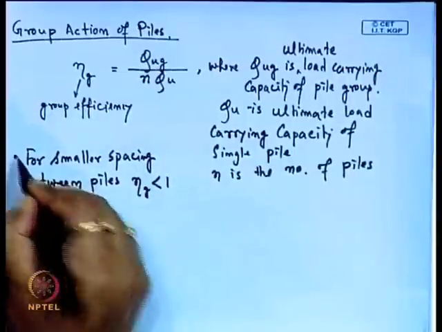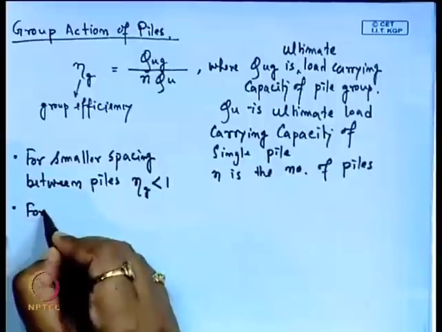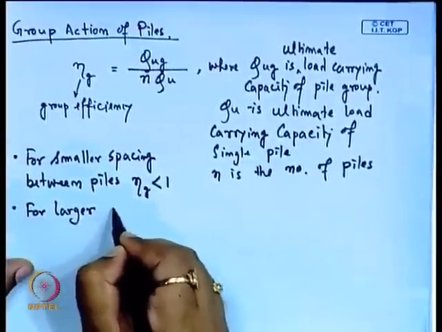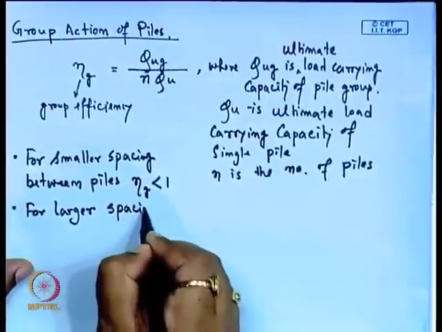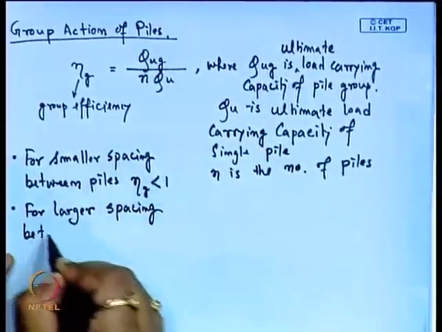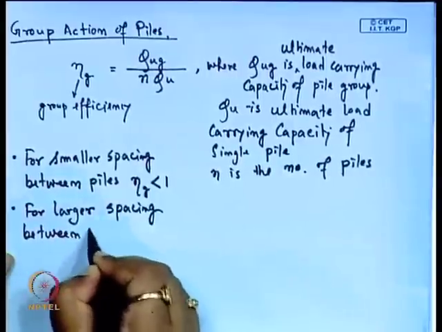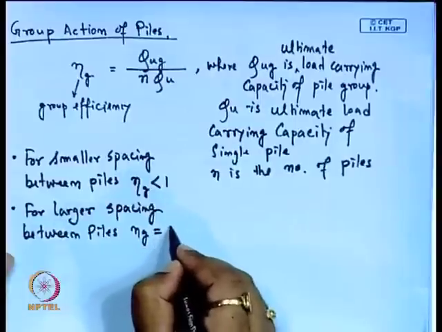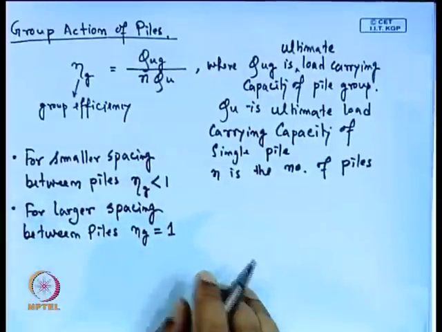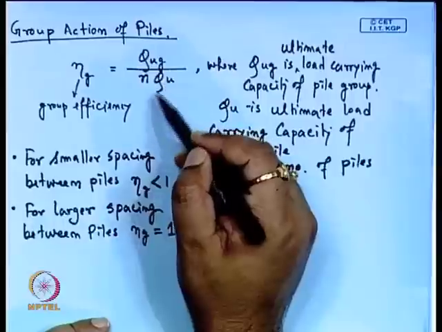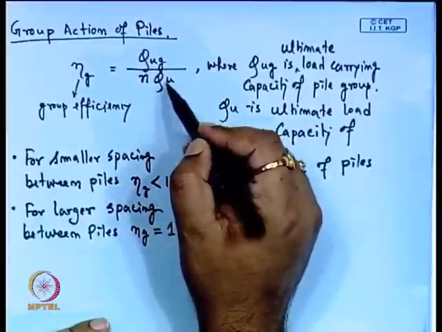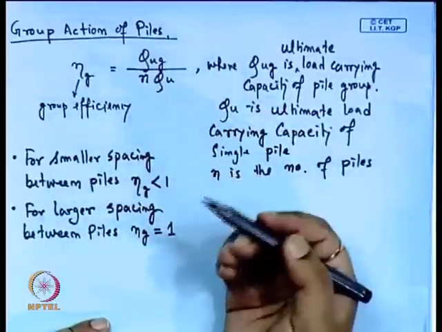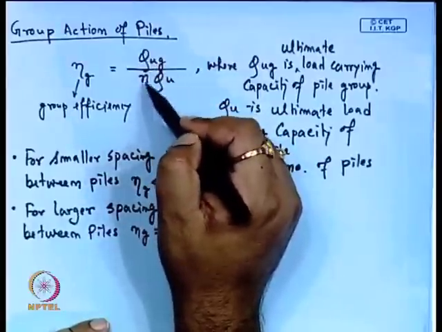Now, for larger spacing, this group efficiency is equal to 1. For the largest spacing, individual pile failure will occur. So, we will get the group load carrying capacity equal to the individual pile load carrying capacity into the number of piles. So that means Q_UG will be equal to N into Q_U.